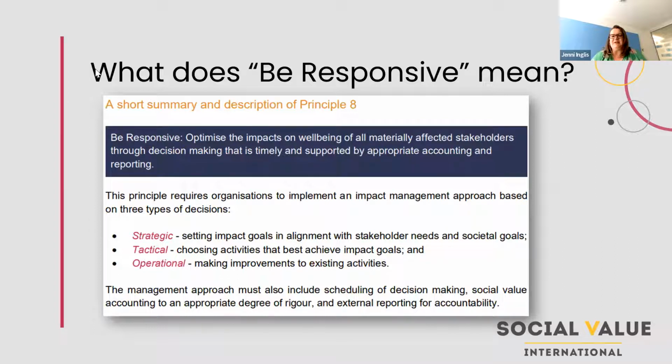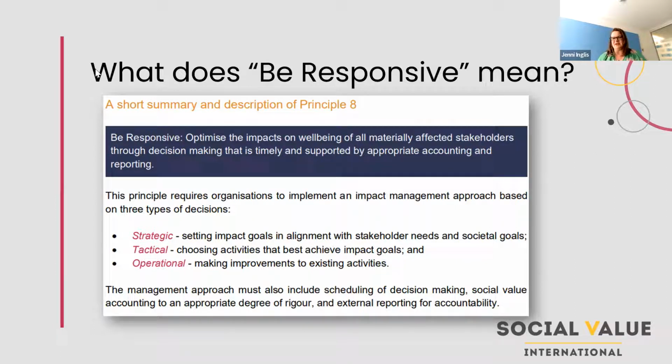And so the management approach has to include scheduling of decision making. It's no use waiting to make a decision, and we can see this playing out with climate change at the moment. Delays in decision making are having very serious effects on whether we're actually going to be able to achieve the limit in the warming effect on the planet.